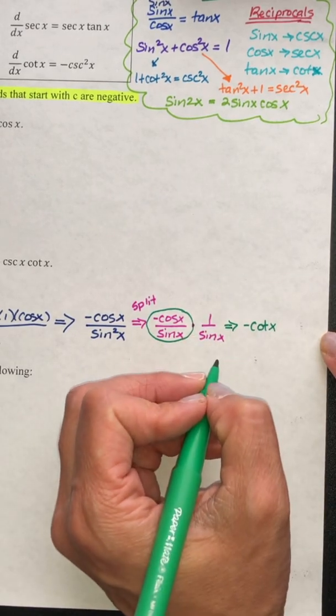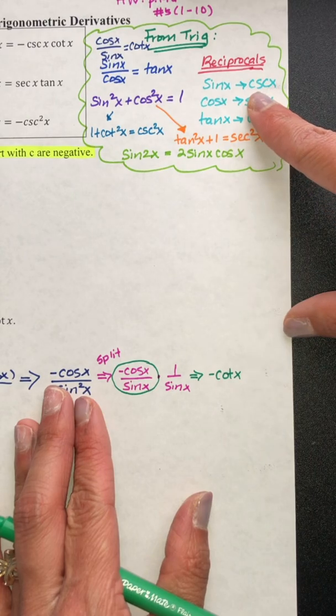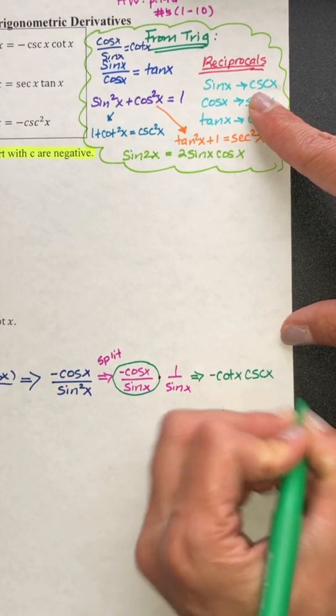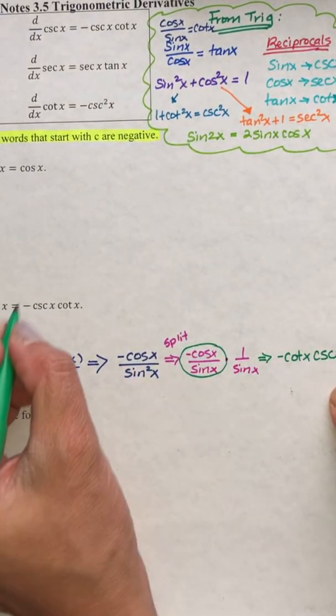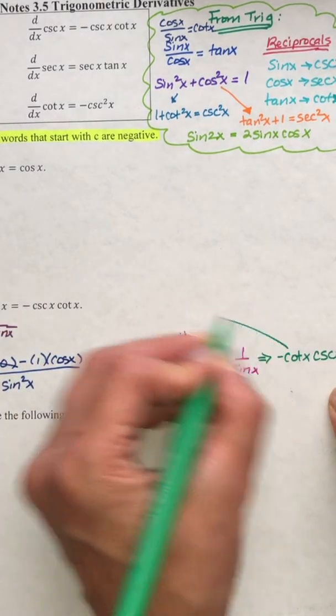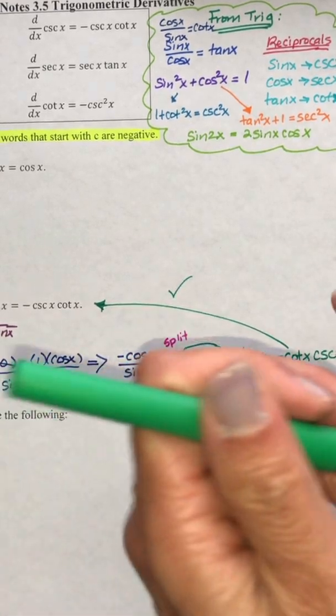And 1 over sine is the same as, well, sine's reciprocal is cosecant. So that would be the same as cosecant of x. And hey, look at that, negative cotangent x, cosecant x, negative cosecant x, cotangent x. When we're multiplying, order doesn't matter, so this is the same. Check. We proved it.